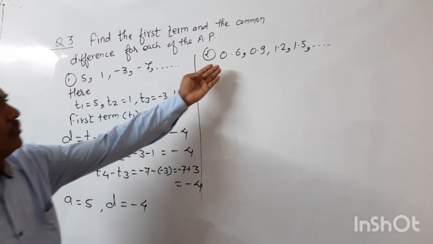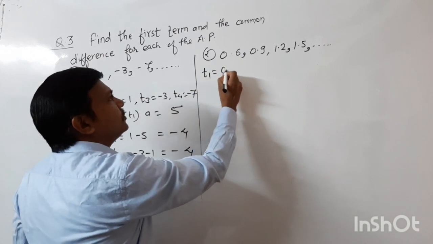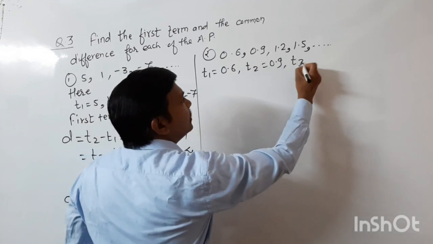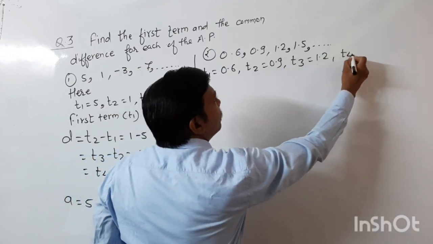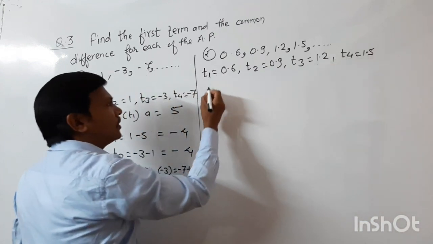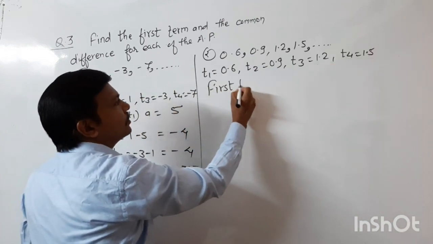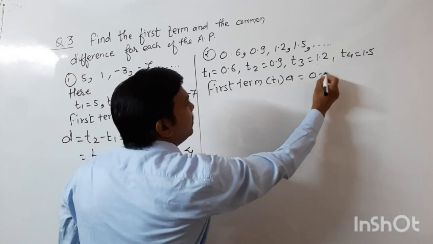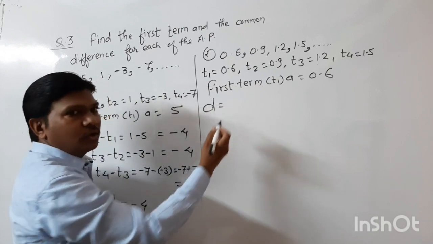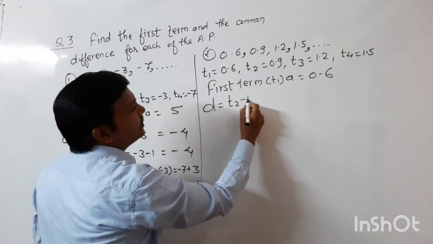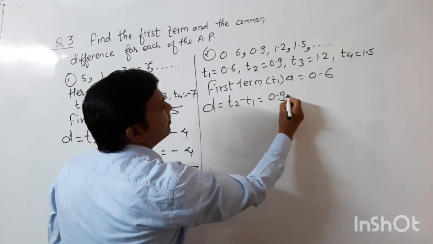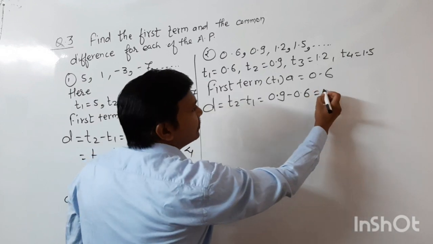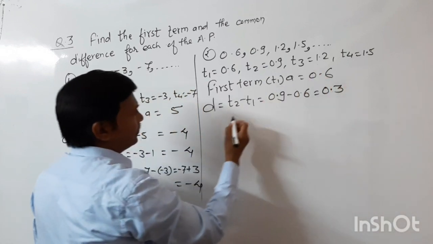Similarly here, see the first term, that is T1, means 0.6, T2 equals 0.9, T3 equals 1.2, T4 equals 1.5. So here the first term, that is T1, means A equals 0.6. Then common difference D equals T2 minus T1, means 0.9 minus 0.6. So 0.9 minus 0.6, that is 0.3.